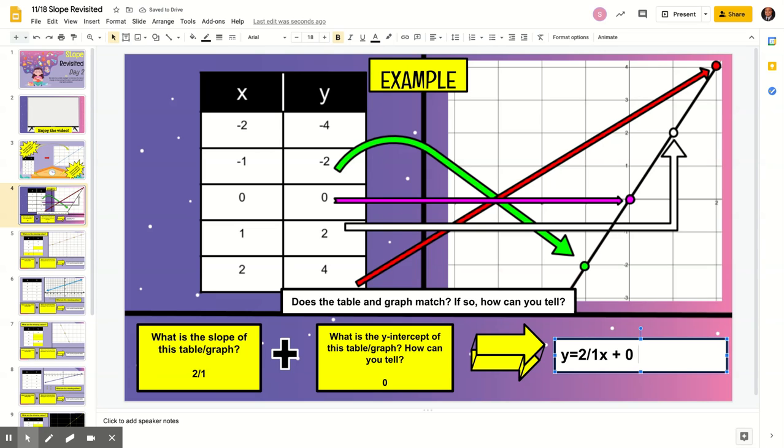Now, do I need to put the plus 0? No. But can I? Yes. Do I need to put over 1? No. But can I? Yes. So all of that just becomes y equals 2x.